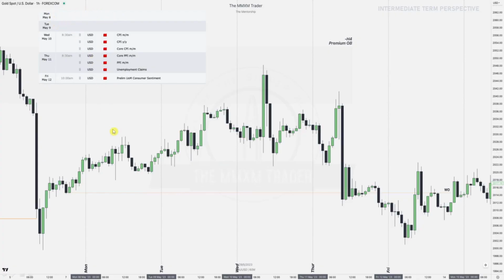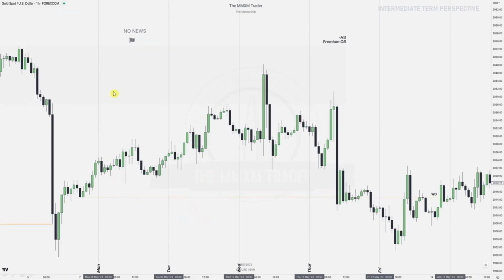So what can we expect? Consolidation, right? Not too much volatility injection because we've got that high impact news on Wednesday, CPI, right? And then on Thursday we've got PPI, and then closing off the week on Friday we've got consumer sentiment. So expecting nothing on a Monday, no news, no news again Tuesday.